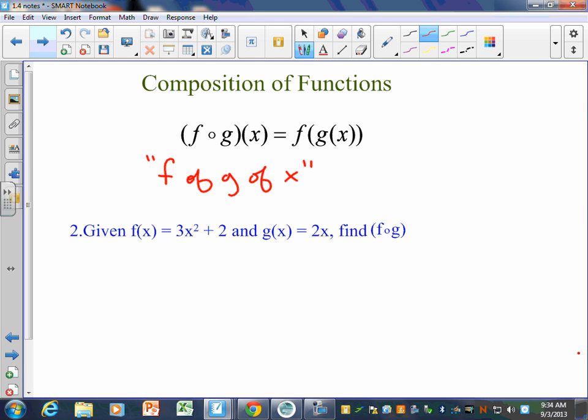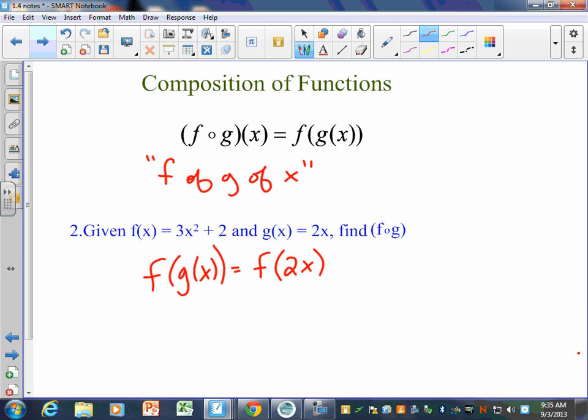f of g of x. So we're going to take, I always write like this, f of g of x. And if you struggle with this, remember to always work with your inside function and work your way out. So g of x is the inside function. So you can take what g of x is and just replace g of x with that function. That's what composition is, taking the inside function and plugging it into the outside function.